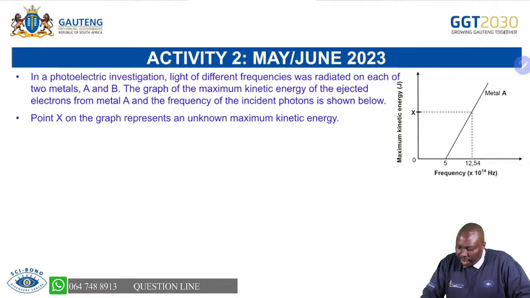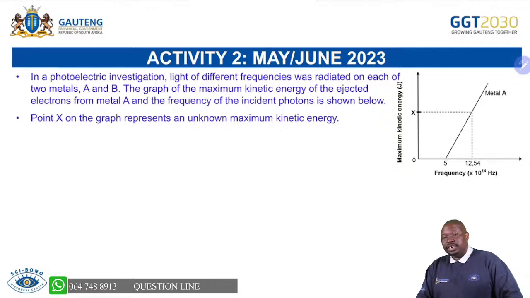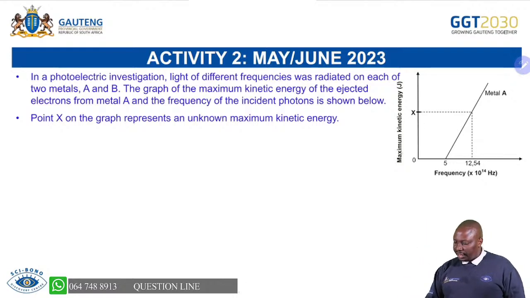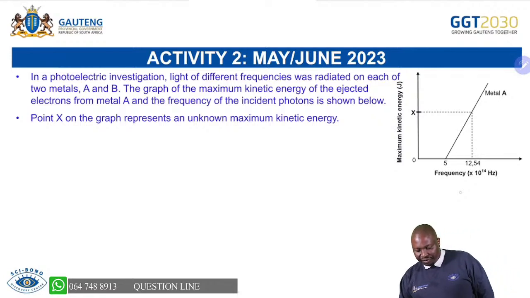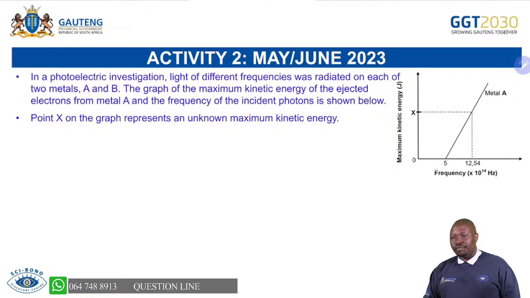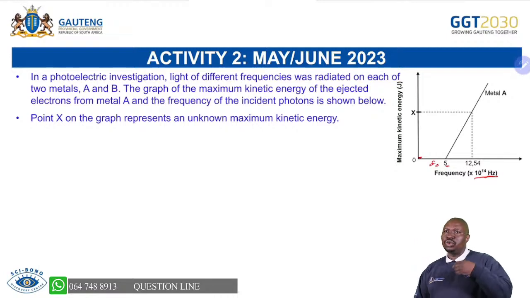2023. We're given a nice graph there already. We gave you a graph of maximum kinetic energy versus frequency. We have shown you the threshold frequency or cutoff frequency. Remember, we said when Ek max equals 0, we have F0. So you can see that for this metal A, the threshold frequency is given as 5 times 10 to the power of 14.